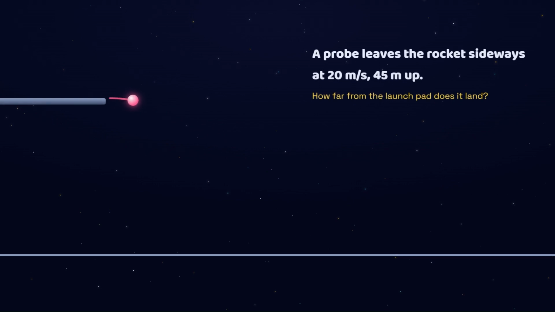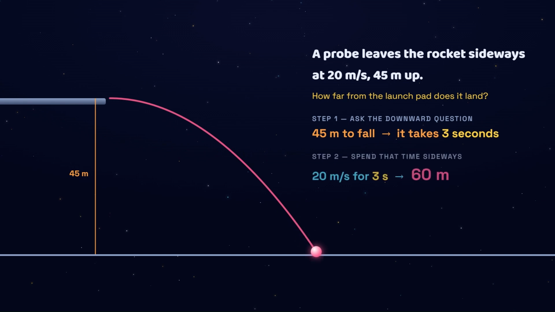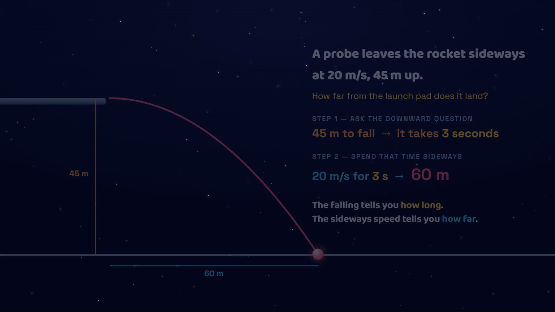Let's apply it. A probe leaves a rocket horizontally at 20 meters per second from a height of 45 meters. Where does it land? Don't start with the horizontal motion. First, ask the vertical question. How long does it take to fall 45 meters? 3 seconds. Once you know the time, the horizontal part is easy. 20 meters per second for 3 seconds gives 60 meters. The vertical motion tells you how long. The horizontal motion tells you how far.